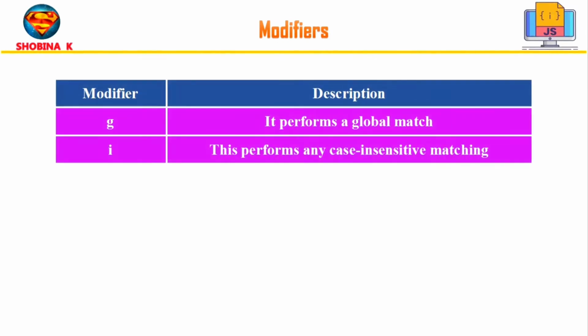Then next is the I modifier. The I modifier will perform case insensitive matching. For example, if you have a word that contains both capital and small letters, while performing the search, it will take a case insensitive matching.